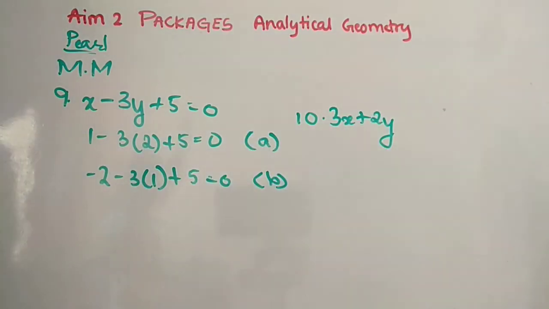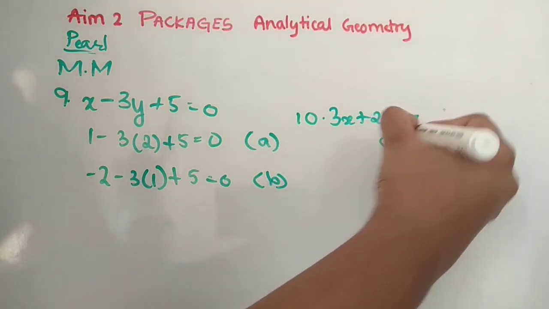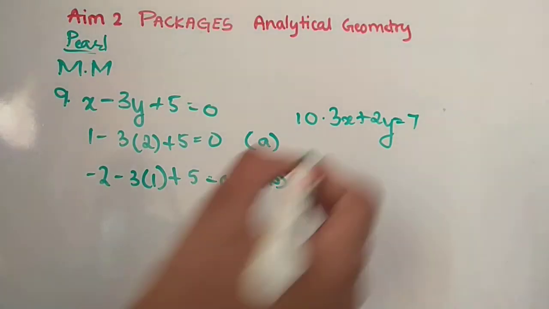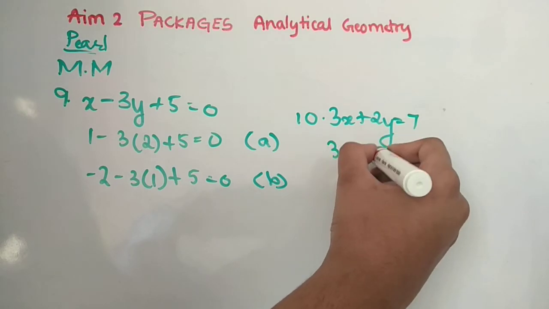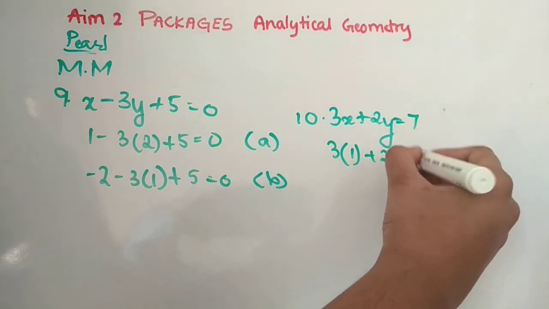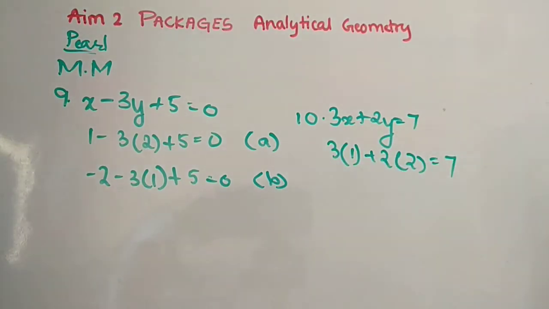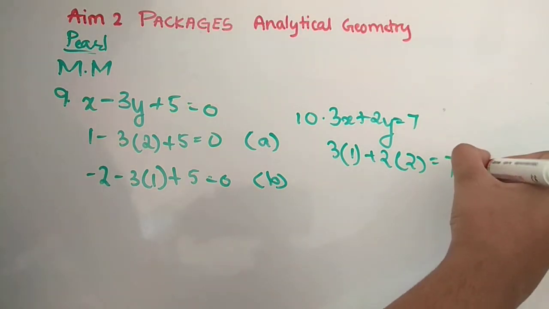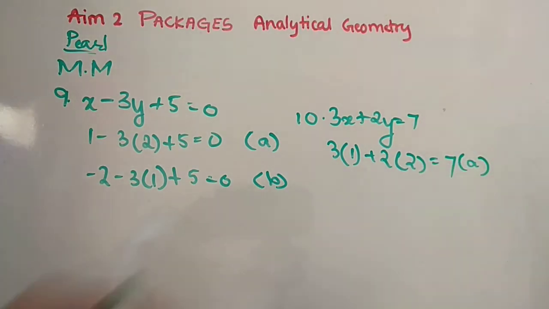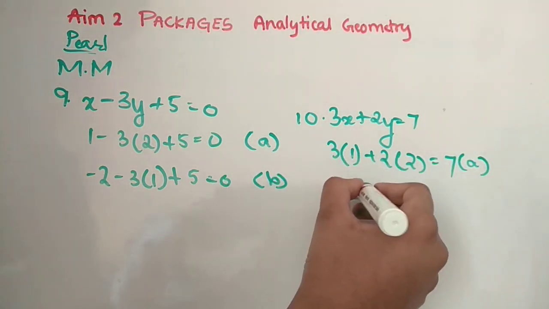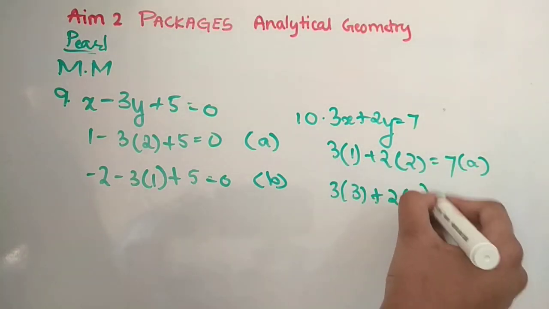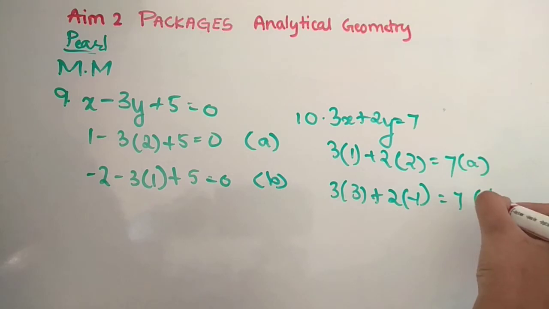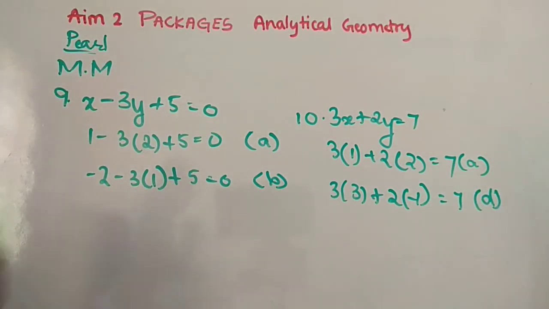3x plus 2y is equal to 7 is the next question. So, for this, first, we will do with option A. 3 into 1 plus 2 into 2 is equal to 7. Yes, it is correct. So, option A is correct. Next one, we will see. 3 into 3 plus 2 into minus 1. I'm not doing blindly with any other thing. I'm just doing with options, okay? So I'm doing simplification also.